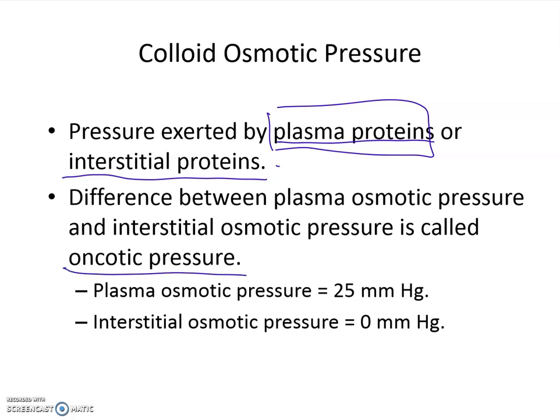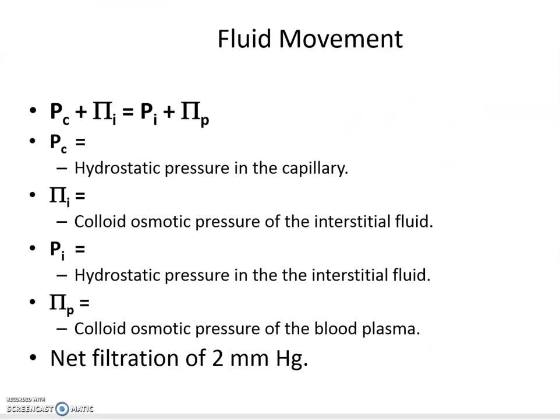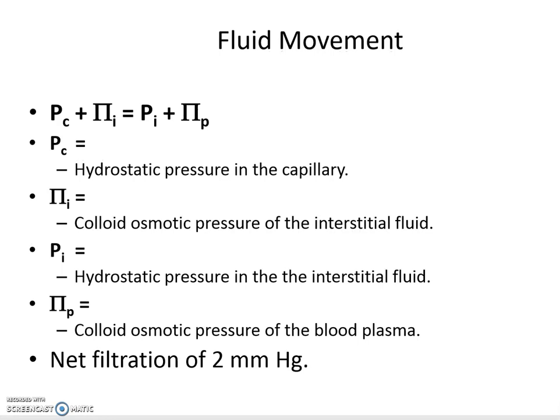So here are some numbers for you. The plasma osmotic pressure is significant, 25 millimeters of mercury. Interstitial osmotic pressure is 0. So here are the forces at play. We are going to have 4 forces.